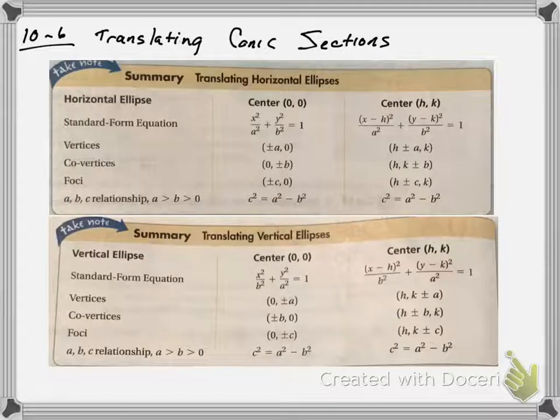10.6 is about translating ellipses and hyperbolas and the like. And again, it just comes back to the center of h, k. Again, you see here x minus h and y minus k. And if it's the other way, it's still x minus h plus y minus k. But again, notice the b and the a change spots. So again, it's no different than what we did earlier with ellipses.